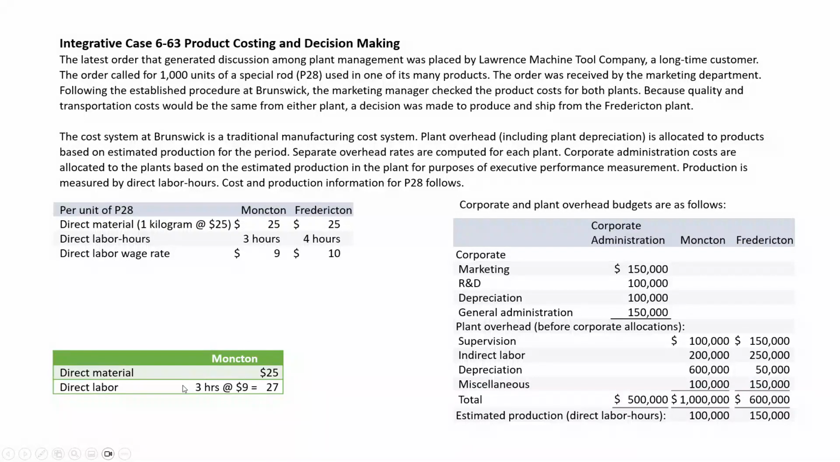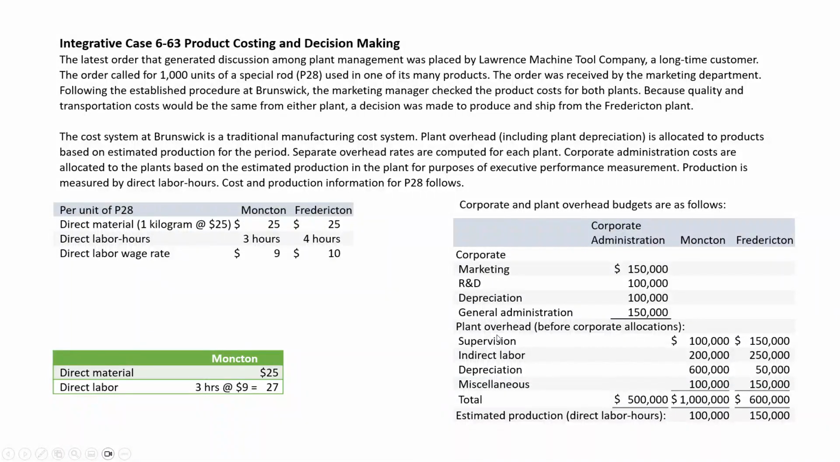So for Monktown, our direct labor per unit, keep that in mind, is going to be the 3 hours per unit times $9 per hour, which is $27. That's the starting point of product cost, direct material and direct labor. The last item we have to add in is manufacturing overhead.